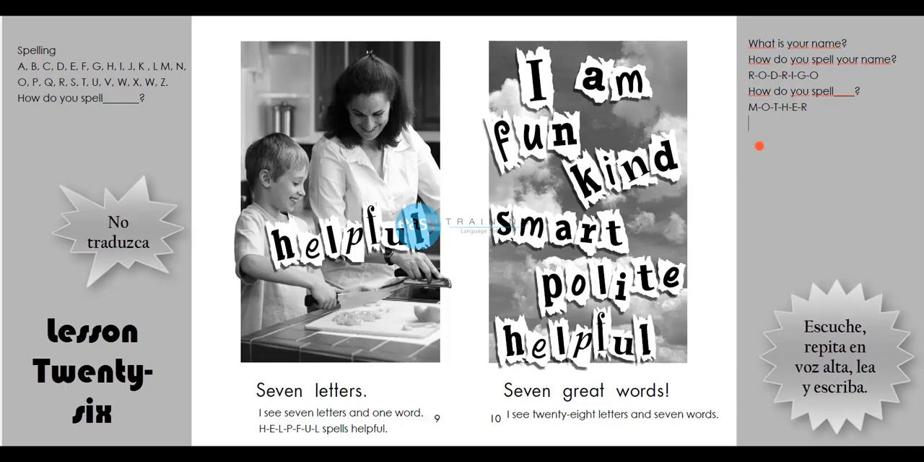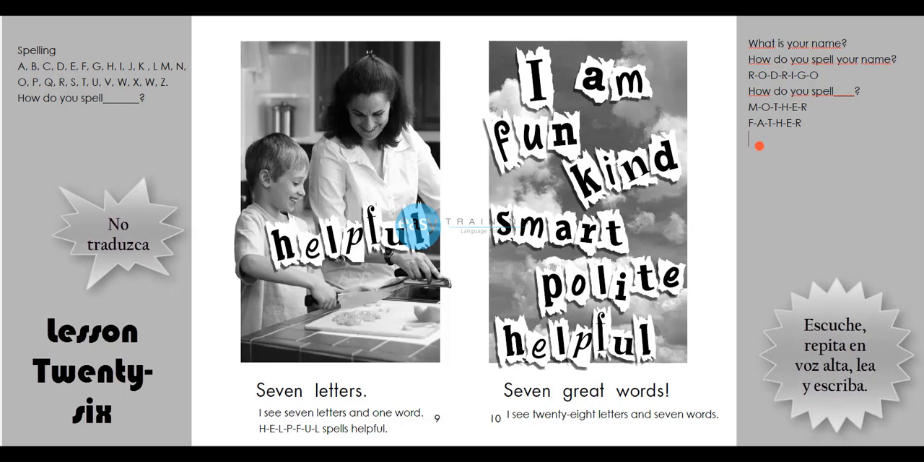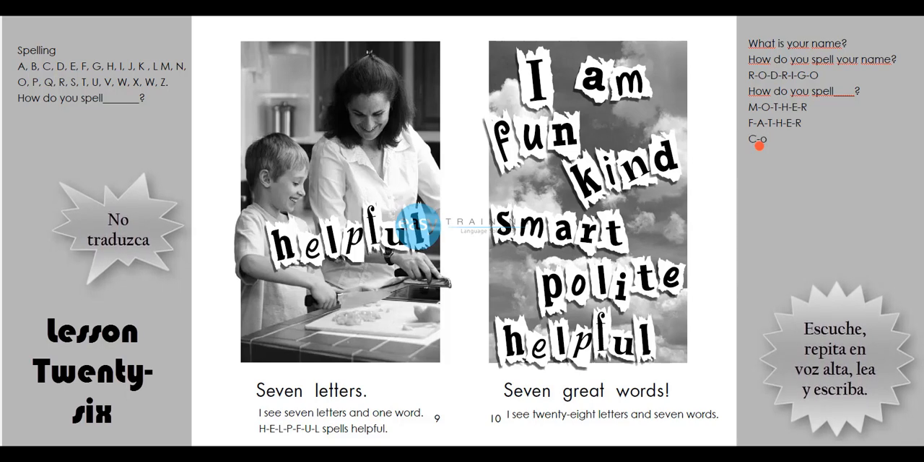How do you spell father? E-R. No necesariamente debe hacerse con capital letters. Voy a hacerlo ahora con small letters, or little letters, or lowercase letters. How do you spell Colombia? C, capital C, O, L, O, M, B, I, A.